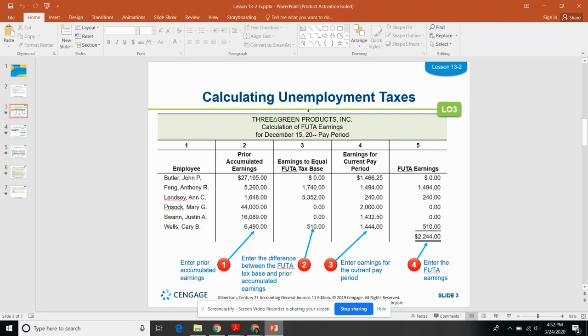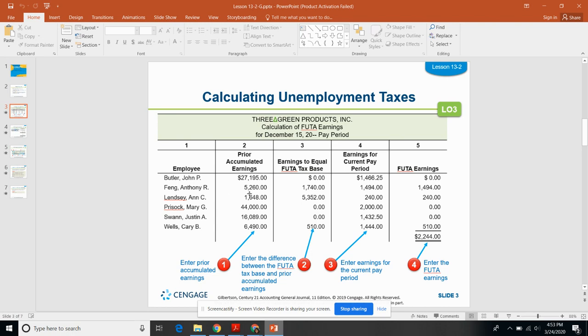The basic thing you need to know is we have to figure out the FUTA earnings, and it's calculated up to 7,000 of your earnings. So what does that mean? This person, James Butler, already earned $27,195. So any future earnings, he's already paid his earnings up to the 7,000. So there's no FUTA taxes, no federal unemployment taxes at all for him because he's beyond the 7,000.